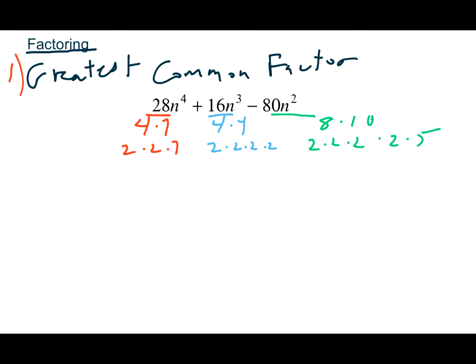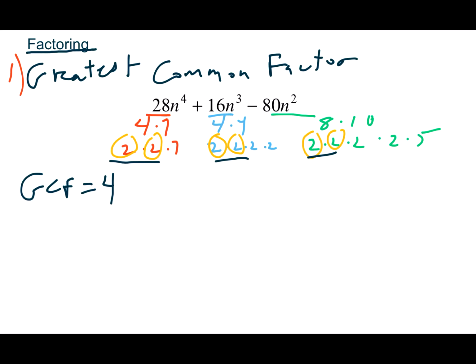And then all you've got to do is go, okay, what do they all have in common? And I see they each have a 2, and they each have another 2. I think that's it. So even though 16 and 80 still have more 2's, with 28 we've used up all the 2's. So here's what this means. It means that the greatest common factor of the coefficients is 4, because that's 2 times 2 that they all have in common, which means a 4 goes into all of those other numbers, and that's the biggest number.